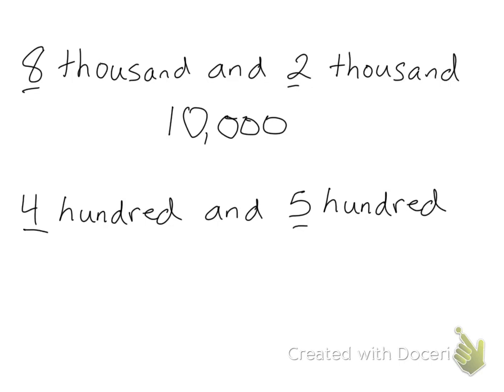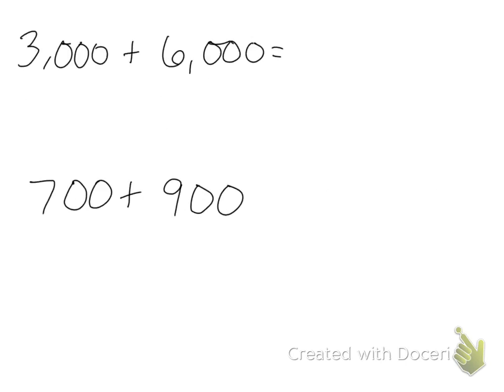What about 400 and 500? Well, I know that 4 plus 5 is 9, and then it's 100, so I'd have 2 zeros after it. Okay, let's do 3,000 plus 6,000. Both of these numbers end in 3 zeros. So I would add the 3 and the 6, which is 9, and then add 3 zeros after it using mental computation. So my answer would be 9,000.